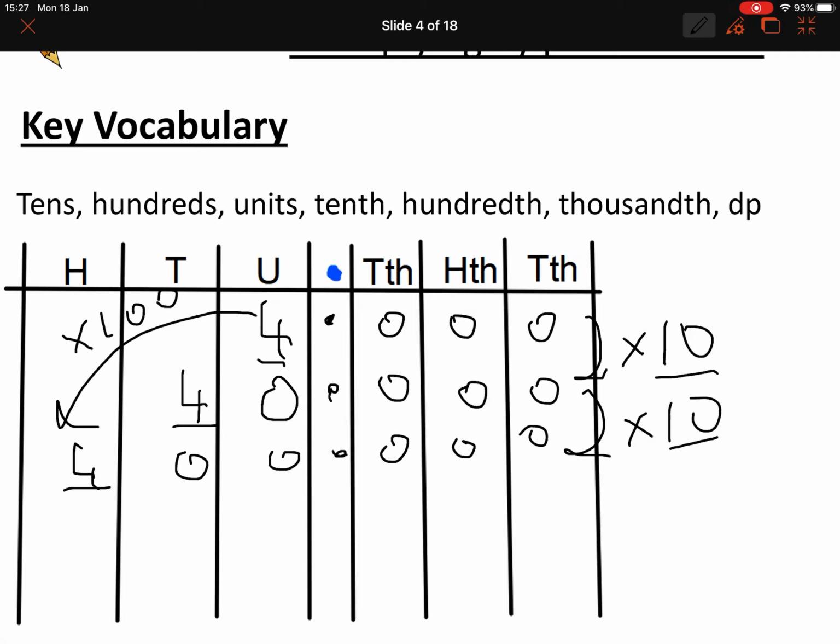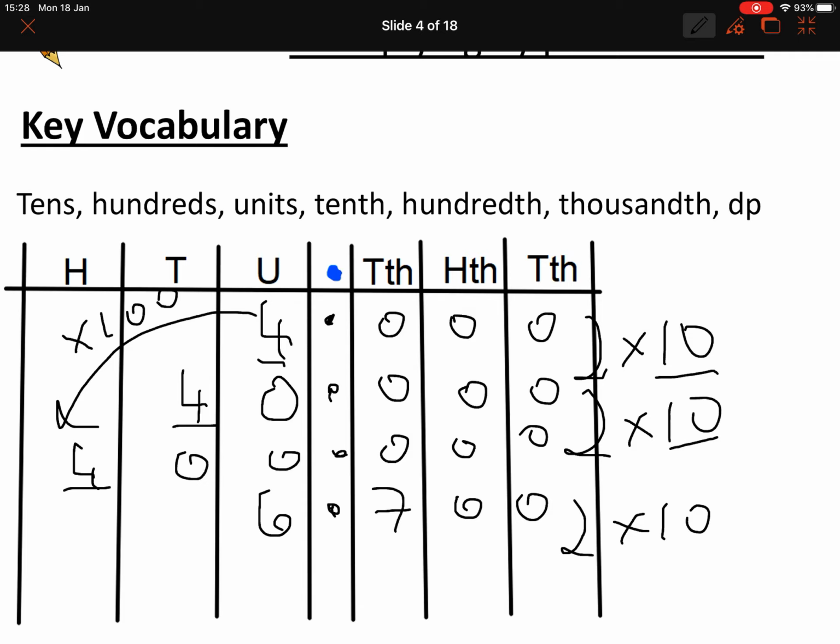Well, if you notice, 10 times 10 will give you 100. So when we multiply 4 by 100, it moves forward 2 place values. Okay, let's try this with a decimal. Now, sometimes with a decimal, it's not always easy to see. So let's say 6.7.